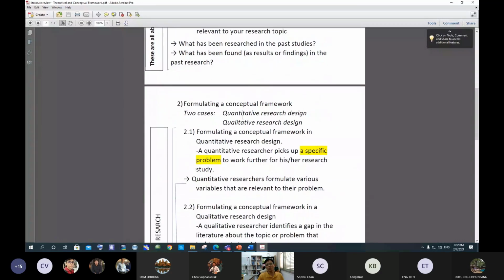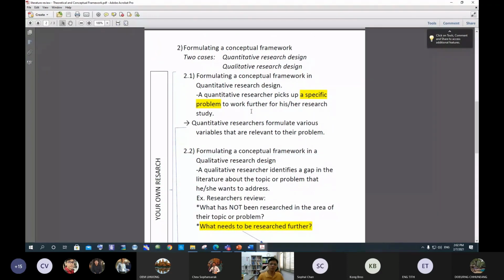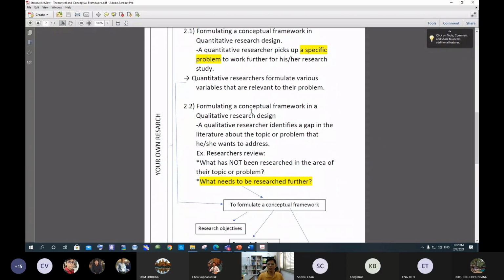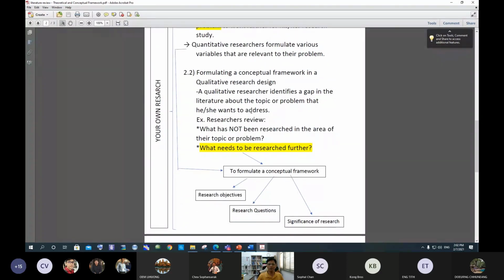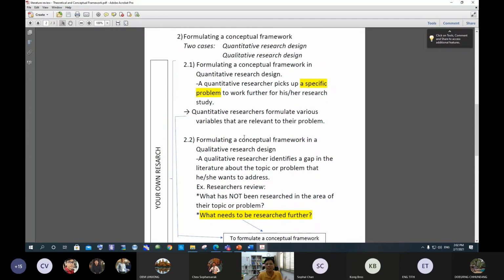But when you move on to a conceptual framework, you build up your own framework. So the conceptual framework is your own research framework. It depends on the research problem you want to address. I cannot say what should be included in your conceptual framework. It depends on the problem that you want to address.